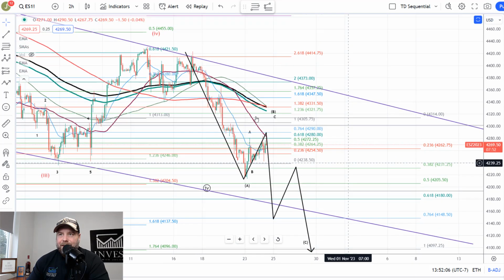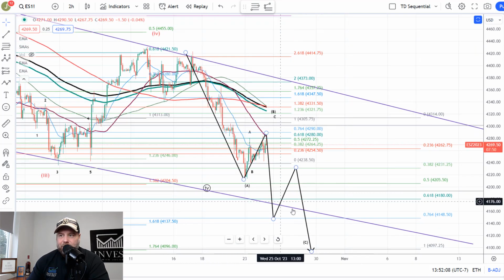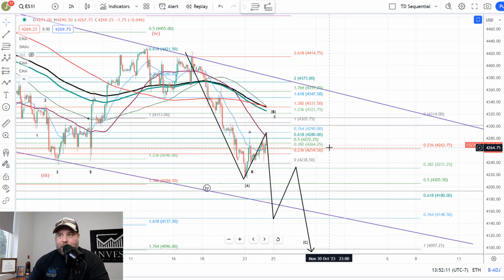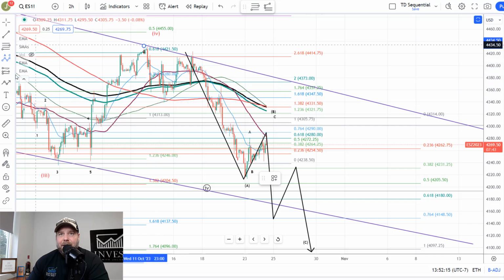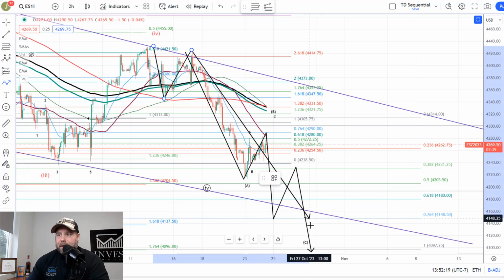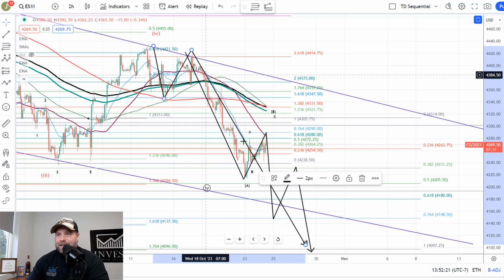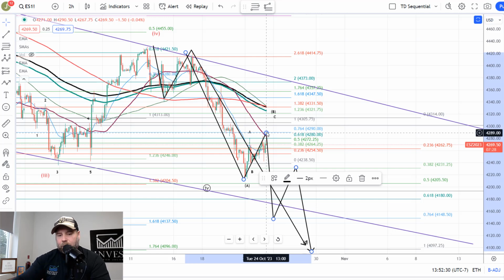Again, I do think this C wave is extended, but it's certainly not impossible for that to play out that way. Okay, so in that case, we would count this ABC off the high as an A, B, and then C. And you can see just so much extension in this C wave that it just doesn't make a lot of sense. So it's much more likely that we're in this B wave up, and then we would look for the C wave down. So those are the three paths that we're looking at.